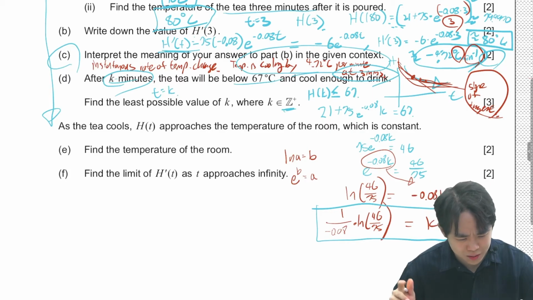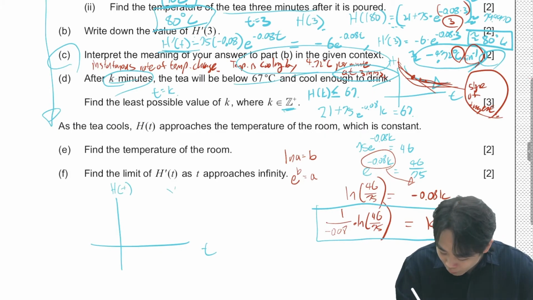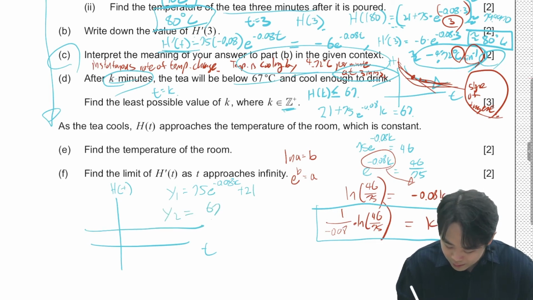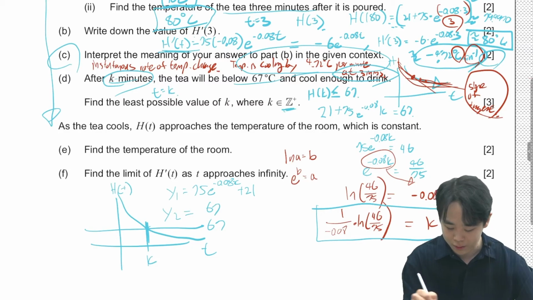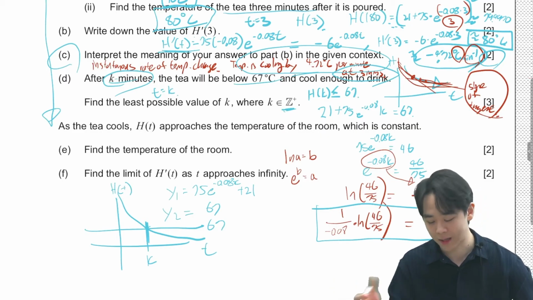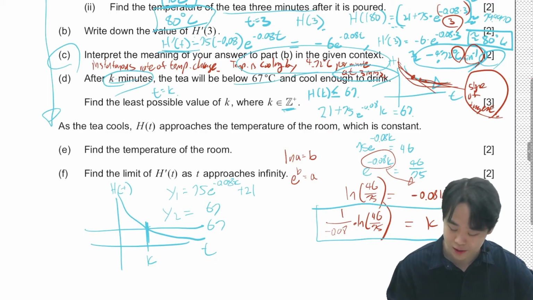You could opt to graph, right? So you could graph the original h(t) value here. You would input, say, y1 is 75 e to the power of negative 0.08x plus 21. Then you could graph y2 equals 67. Then you're going to get a crossover point at k, right? So you can use the graphing method, or you can use this algebraic manipulation, then calculate method. So let's move on to the calculator to see both solutions.